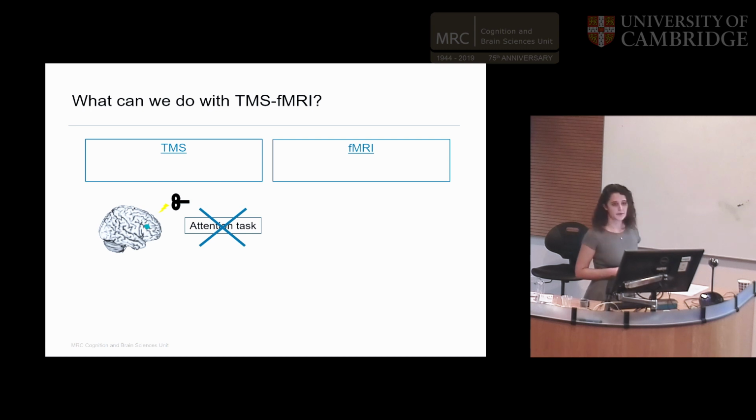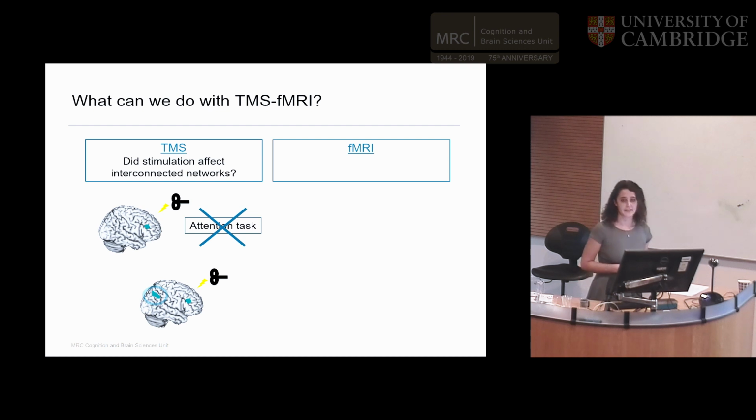Now, what we don't know with TMS is, if you stimulate that region, is this also affecting interconnected networks or regions that are distal to that site of stimulation, and are they also really causally important for that task? Also, sometimes we don't get these behavioural effects with TMS, as was touched upon, and we don't know if that's because we actually didn't hit our site of stimulation or something else went wrong.